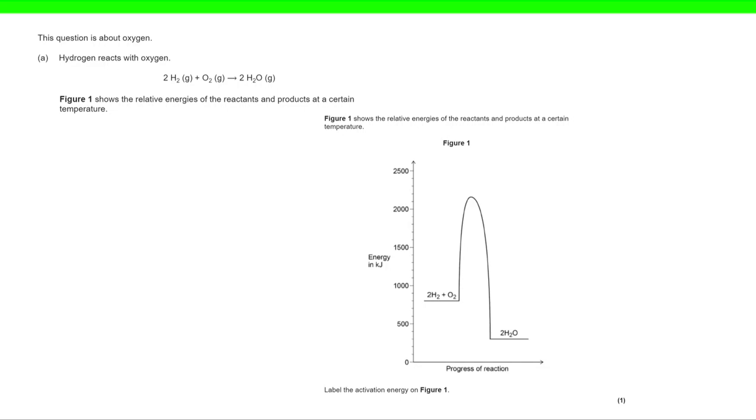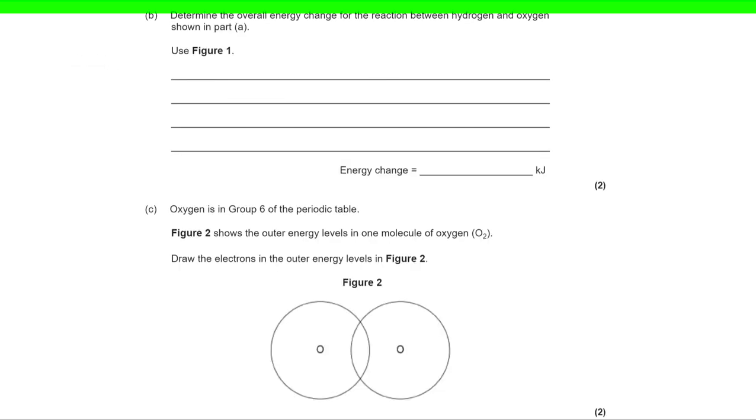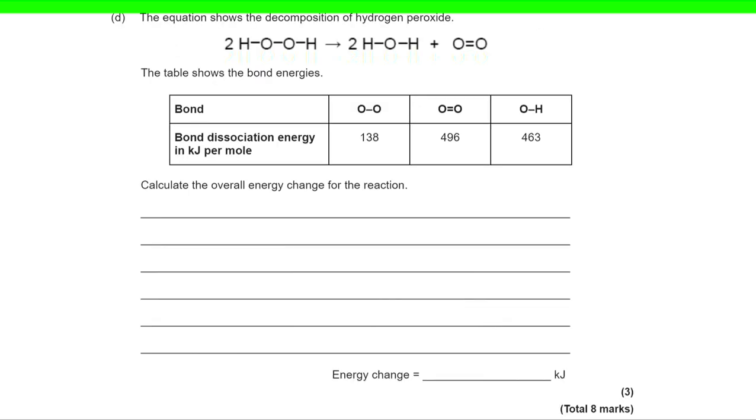This is an AQA GCSE coordinated science chemistry question. I'm going to recommend you try each section, pausing as you go, and then review your answers. So here is part A, part B and C, and finally part D. So as you can see, this is an 8-mark question.